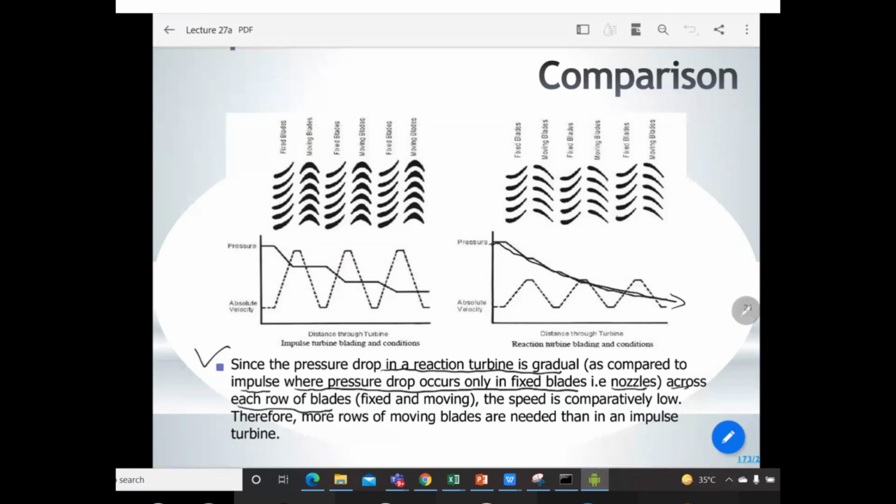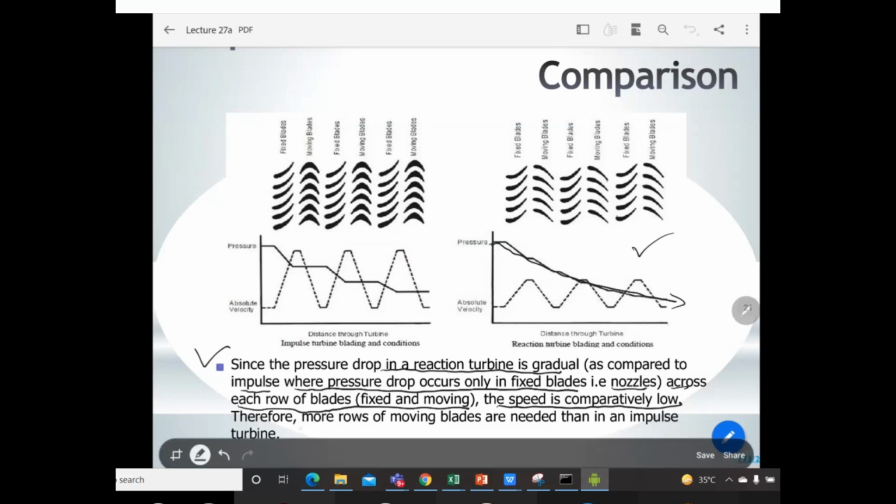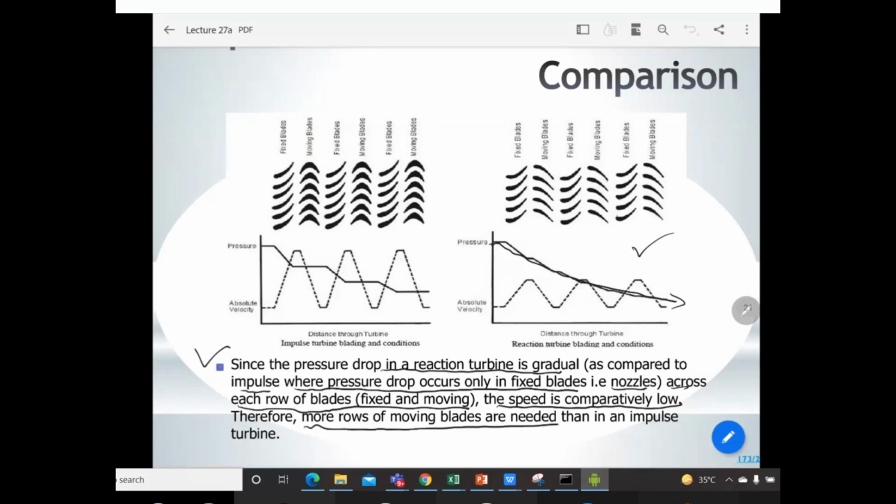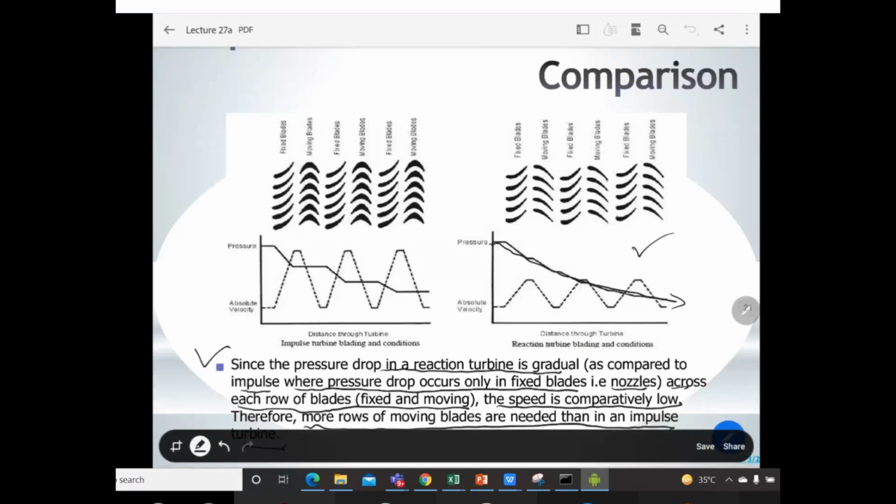Across each row of the blade, fixed or moving, the speed is comparatively low in the case of the reaction turbine, and more rows of moving blades are needed in comparison to the impulse turbine. So you can easily notice that if the speed is low, it means you are producing less power in the reaction turbine in comparison to the impulse turbine.